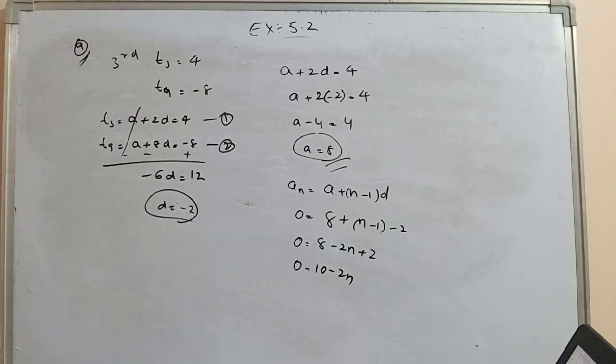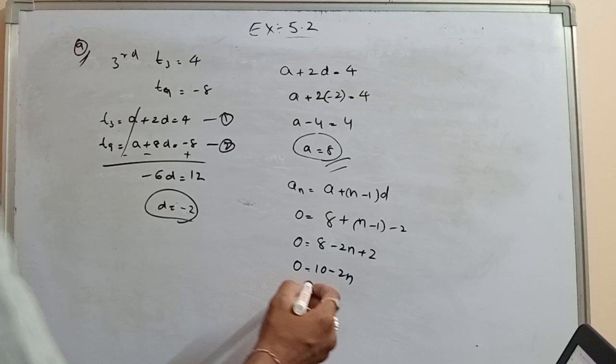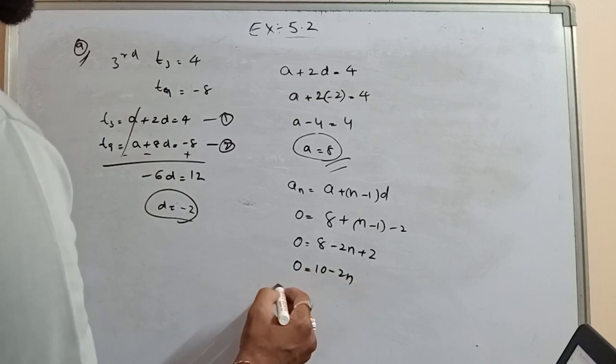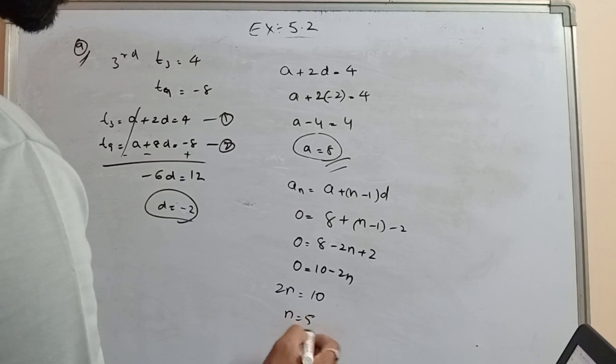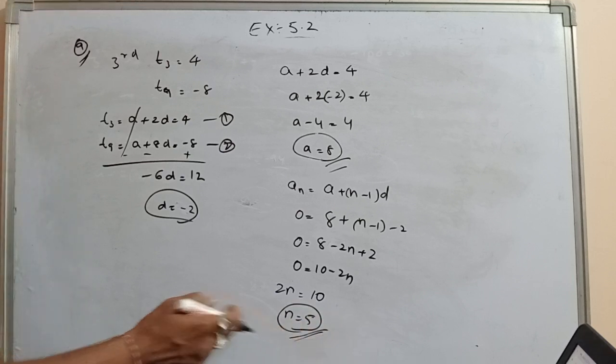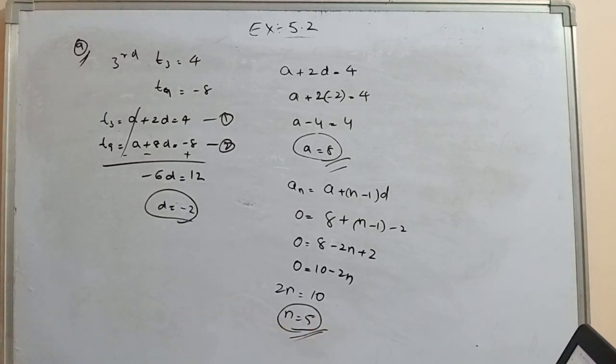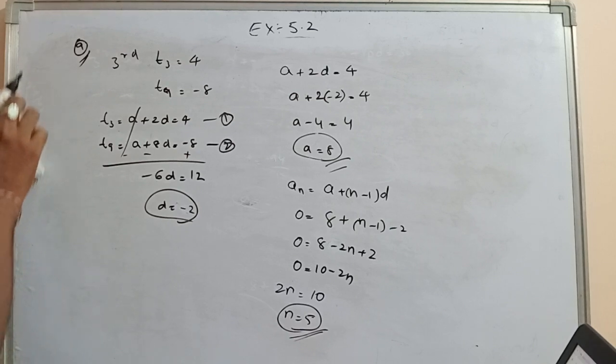So here when the minus 2n comes to the other side, 2n is equals to 10, and the value of n will be 5. Hope this is visible. n will be 5. In the same way, the 10th one.